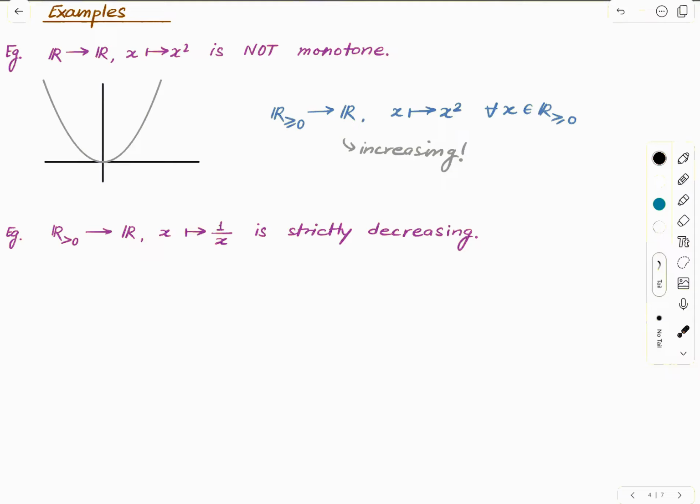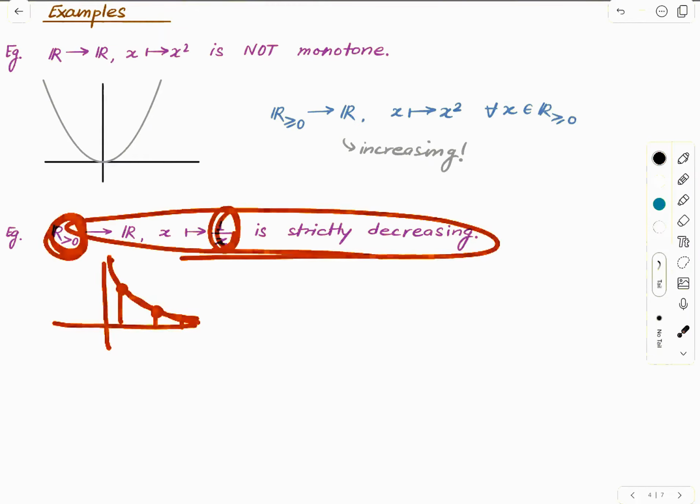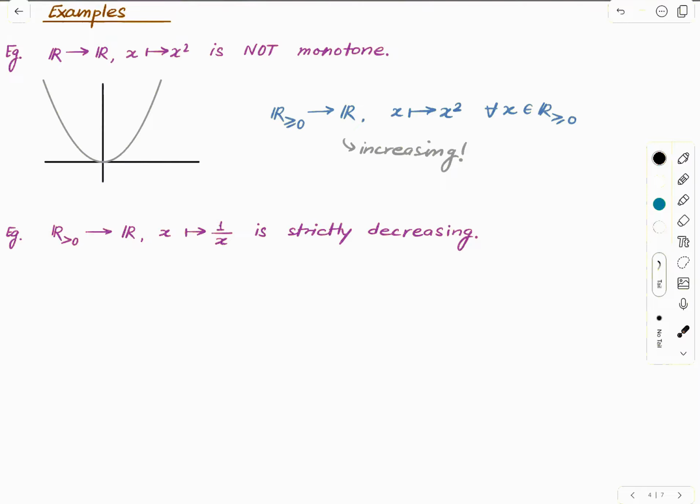So remember that the graph looks like that. We are only talking about positive reals. The graph looks like that, and it is a decreasing, strictly decreasing function. As you increase the value of x, you decrease the output. So this is a strictly decreasing function. You can formally justify it. Okay?